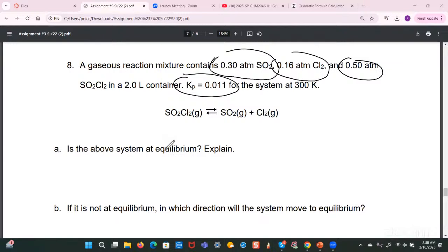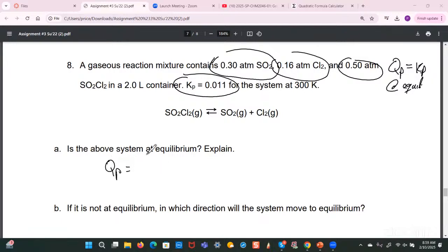Seeing if both sides are equal? Nope. Hint, hint. Remember this? The system will only be at equilibrium if Qp is equal to Kp. All right? So what we need to do is find Qp.